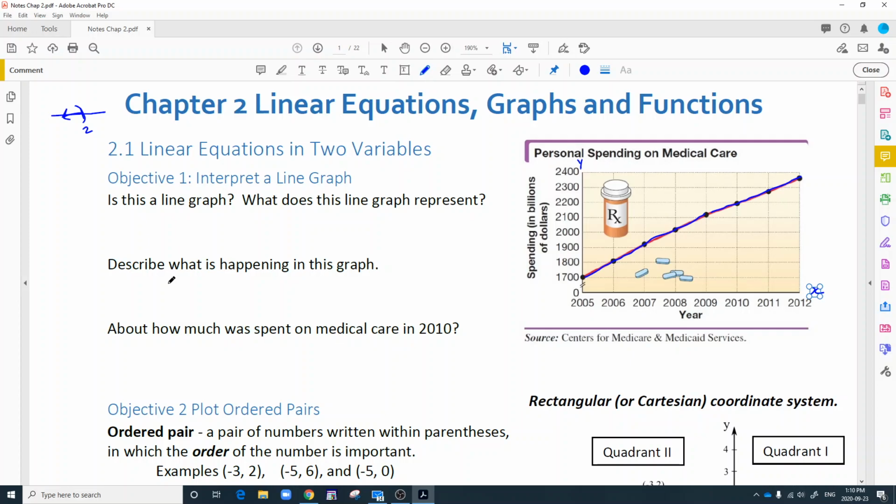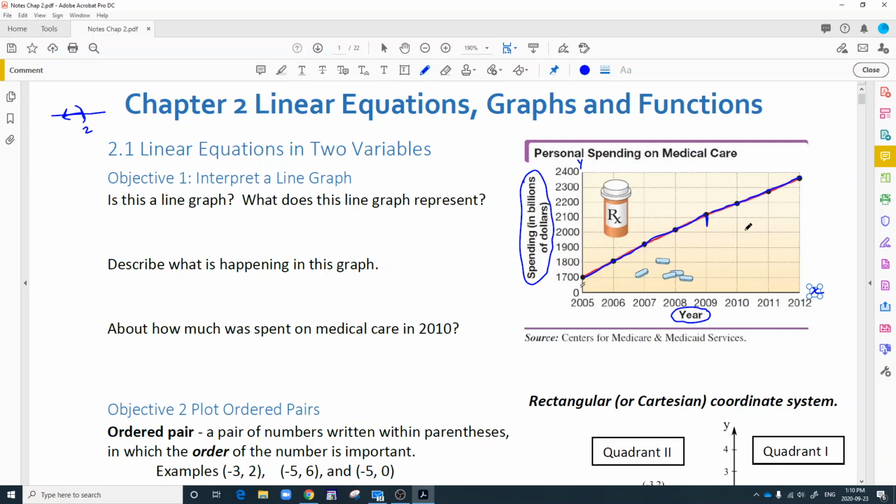So then it says describe what's happening in this graph. So to describe it, we look at the axes labels. So we see that the x-axis is representing a year and the y-axis is representing the spending in dollars. And so if I look at this linear graph, I could say that there is a constant increase in spending over time. I could say that there was a greater rate of increase from 2005 to 2009. From 2009 until 2012, it looks like it tapers off a slight bit.